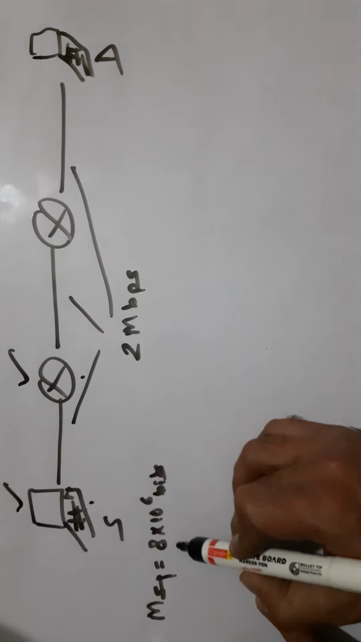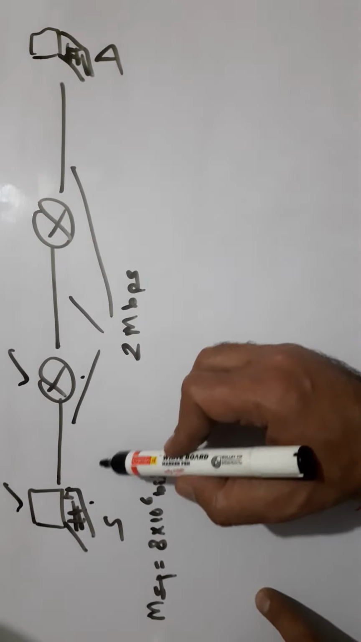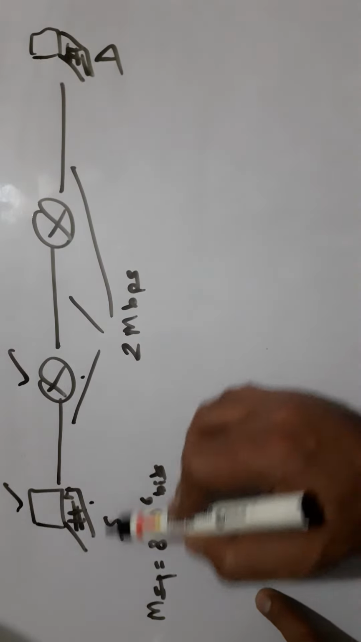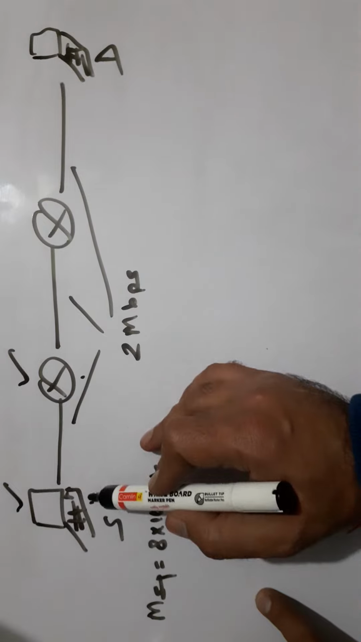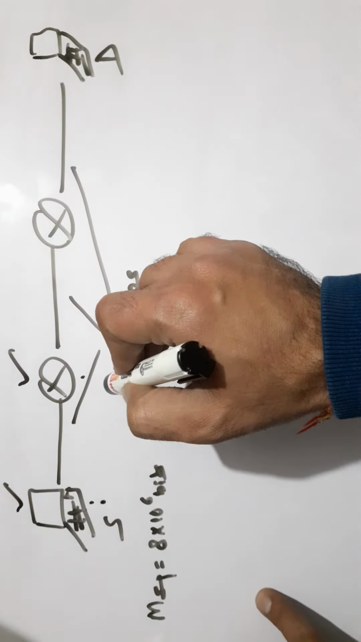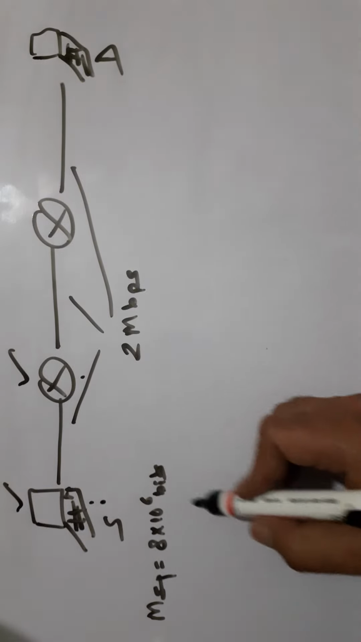So your complete message is this. First of all, we need to calculate the time delay when this particular complete message starts from this point and reaches this first packet switch. So it would be very easy.